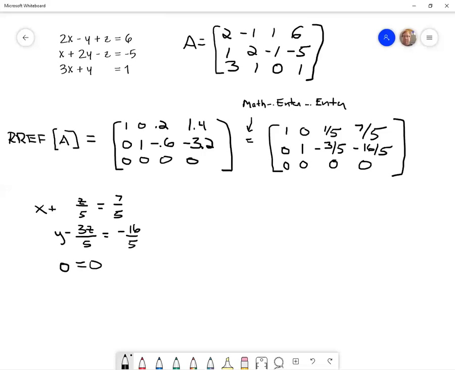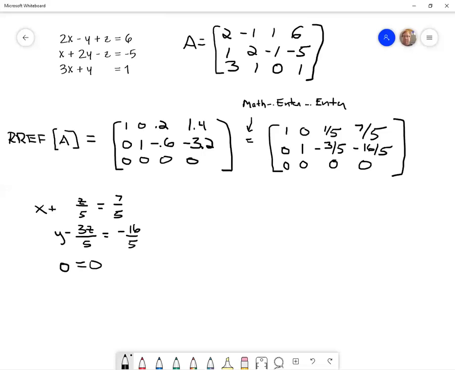That's telling me that I didn't really have three real relationships between these three variables. I really only have the two. Okay, so the way this works is you'll notice that my first equation, x, is the first variable that shows up. I'm reading left to right. So x is called a leading variable.